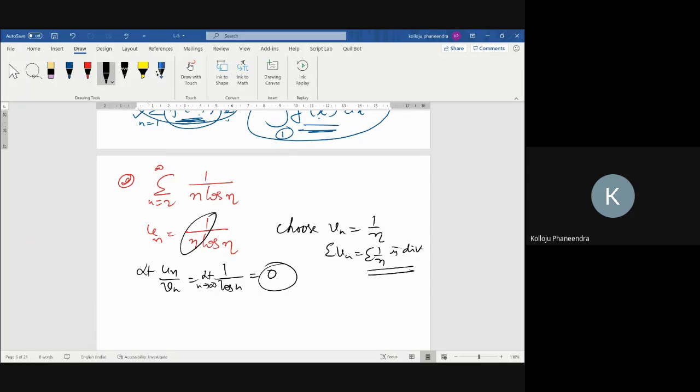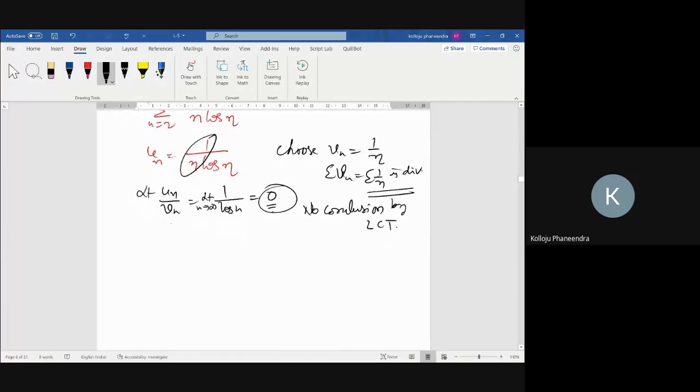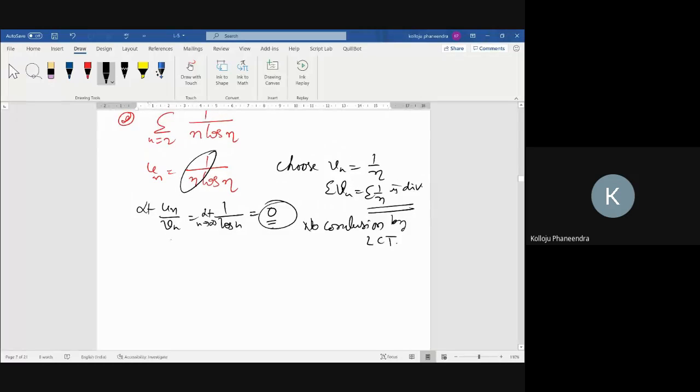There is no conclusion. What is the limit comparison test? Second condition: if the limit of un by vn equals 0 and sigma vn is convergent, then only sigma un is convergent. But here the limit value is 0 and sigma vn is divergent, therefore no conclusion by the limit comparison test. Okay. Now, since you now know the integral test, see here, what is my function f of n?